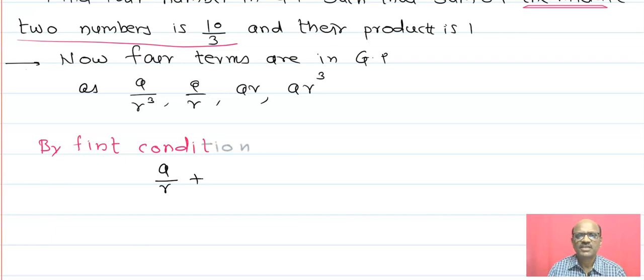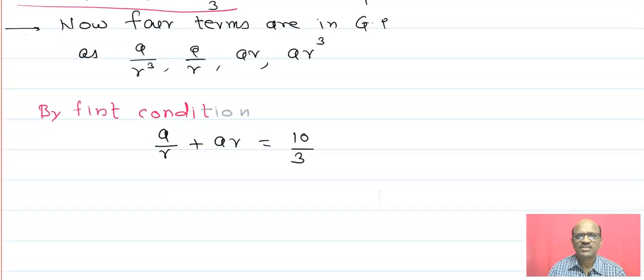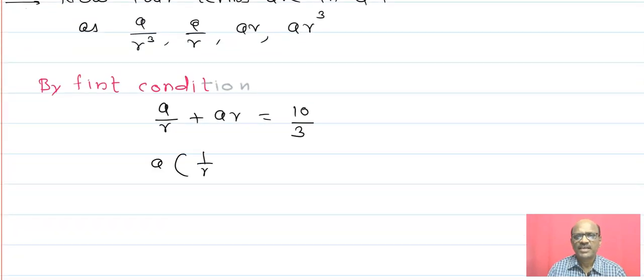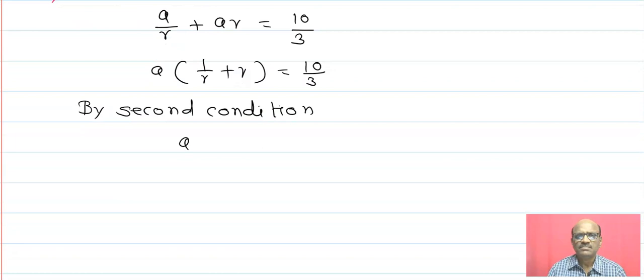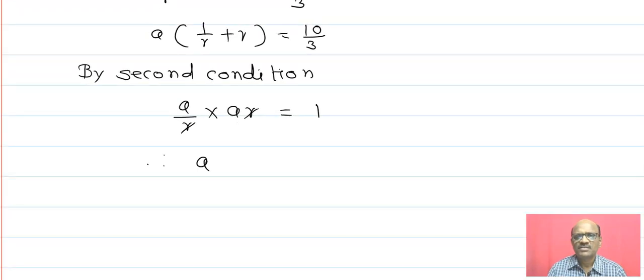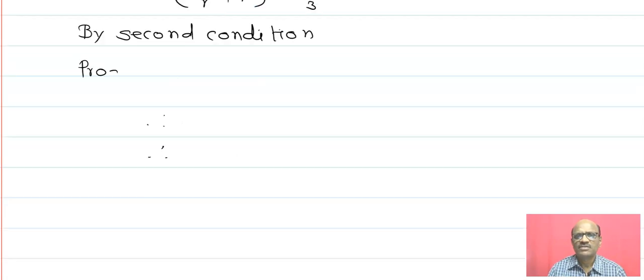By using the first condition, a upon r plus ar is equal to 10 upon 3. If you take a as common, then in bracket you will get 1 upon r plus r is equal to 10 upon 3. By the second condition, that is a upon r into ar, that is the product is 1. Therefore, a square is equal to 1.